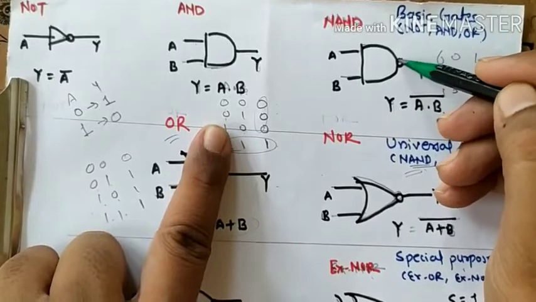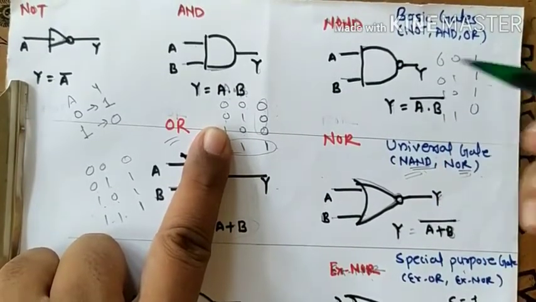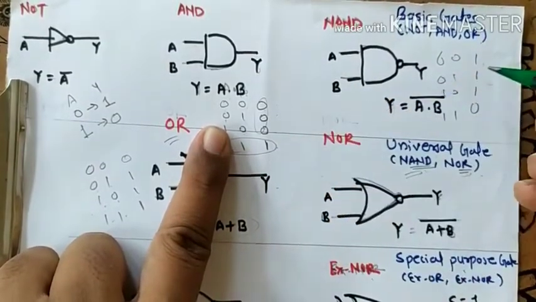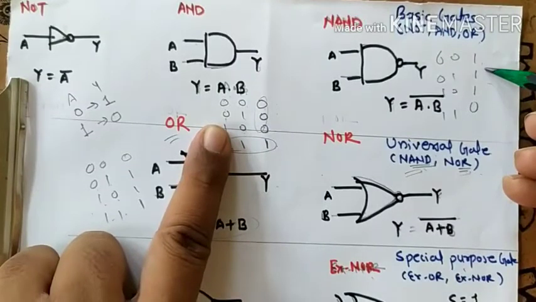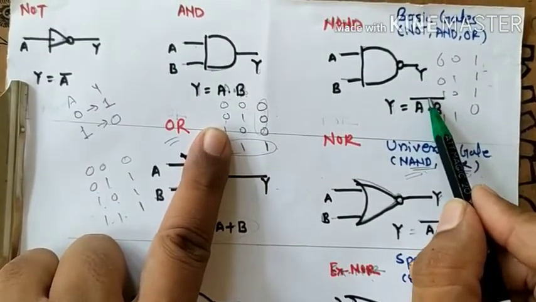This round is called a NOT gate here. So due to this NOT gate, whatever output comes from the AND gate, it is inverted as a NAND gate. So we are putting here one bar. This bar indicates there is a NOT.